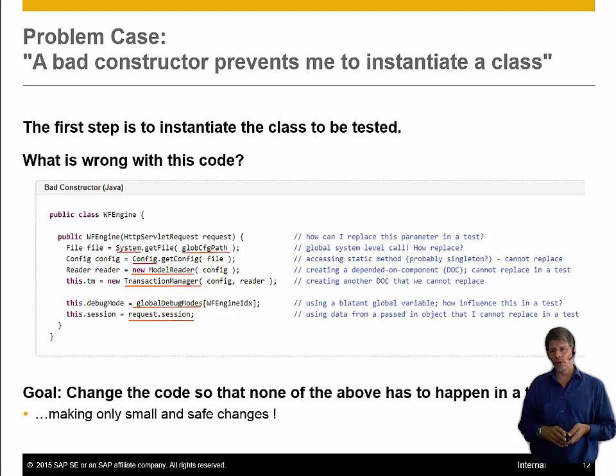So what we need to do now, and we'll go through those cases, not through all of them, but through a whole bunch of others as well, is change the code so that none of these things has to happen in a test. So now I'm just really considering this one case, this constructor. What can I do if I have this class, I want to put it into a test? So the first problem I have, I need to instantiate even this object so I can possibly test it. And I only want to make small and safe changes.